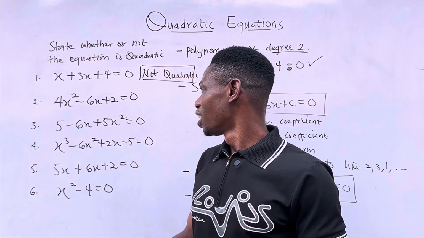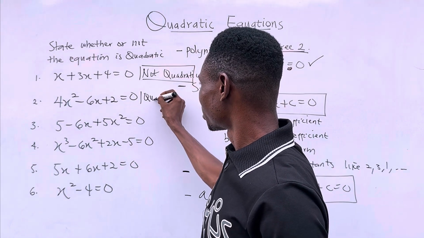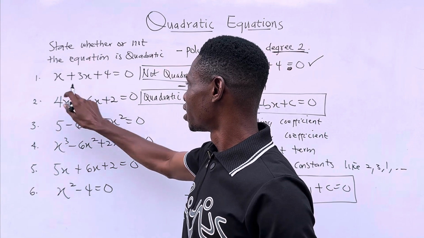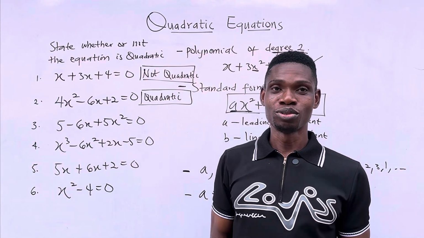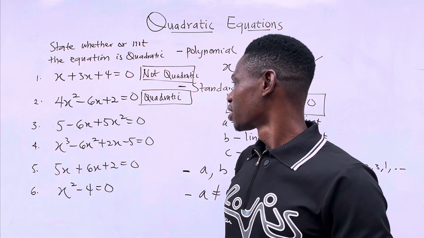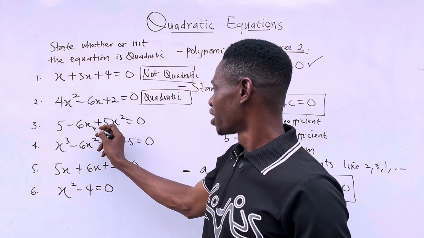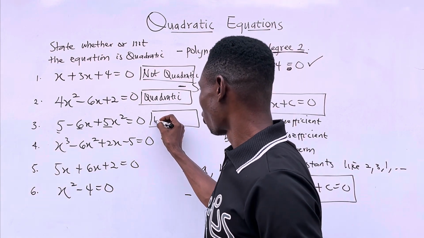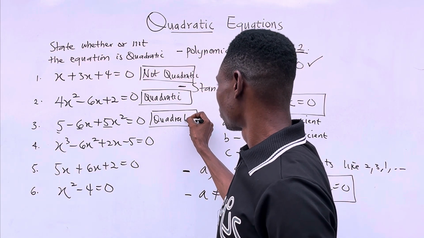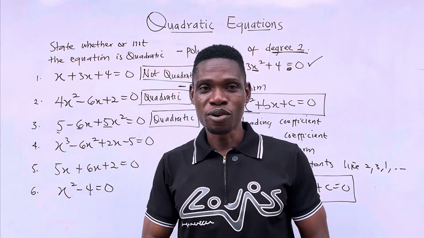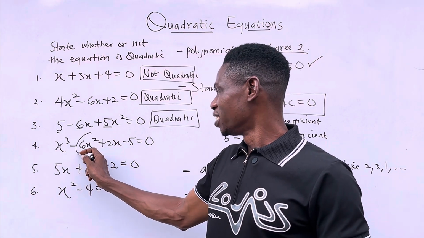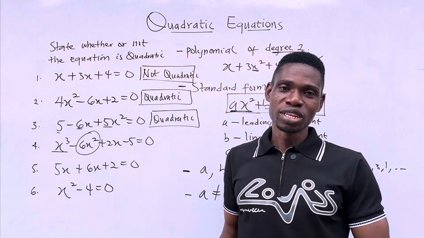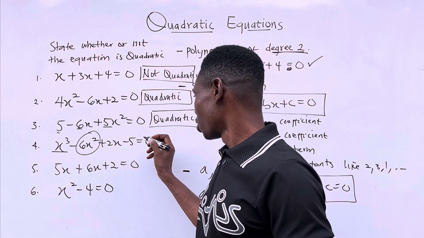What of number 2? Number 2 is actually quadratic. So why is it quadratic? The highest degree there is 2. It has a degree of 2, so it's quadratic. Number 3 is quadratic. This is our A, B, and C, and we have degree of 2. So number 3 is actually quadratic. So number 4, even though we have this, it has this, which disqualifies it. So that's a cubic equation, not quadratic. So this one is not.